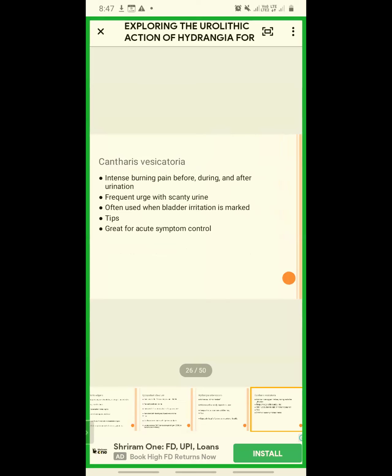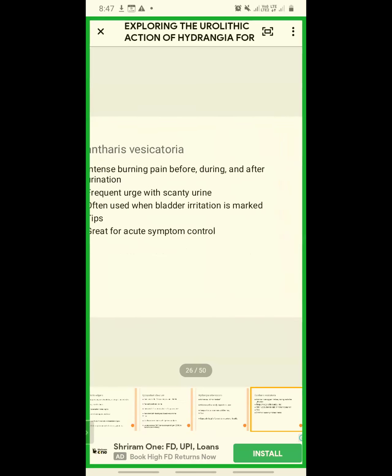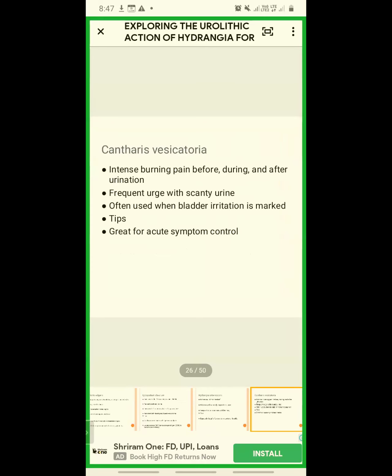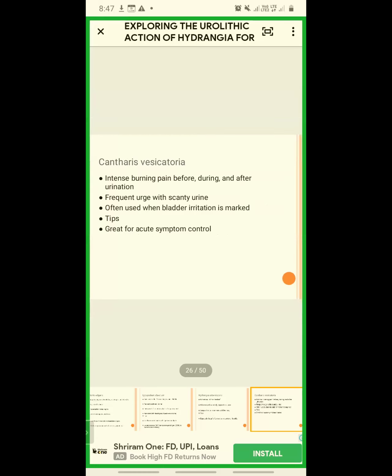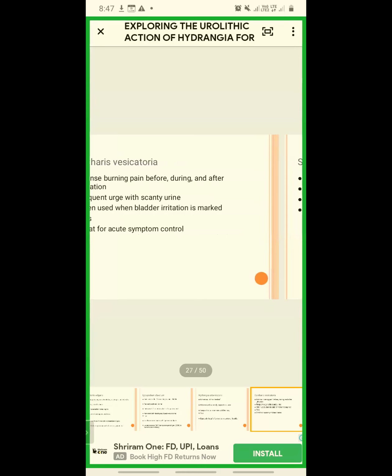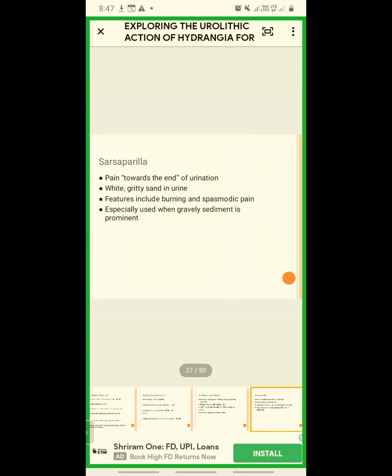Next, Cantharis. In Cantharis, there is intense burning pain before, during, and after micturition. In these three phases, there will be burning pain and frequent urging with scanty urine. The patient will have frequent urging, but the amount of urine will be very scanty. Often used when bladder irritation is marked, and great for acute symptom control. It is an acute remedy usually prescribed for UTI. Next is Sarsaparilla. Sarsaparilla has pain towards the end of micturition, white gritty sand in the urine. Features include burning and spasmodic pain.